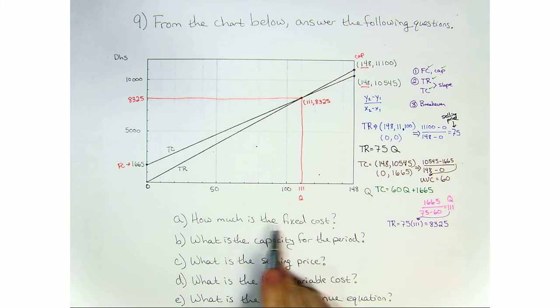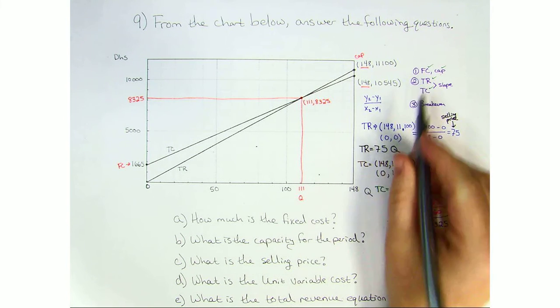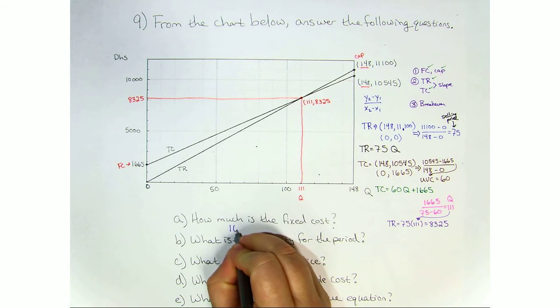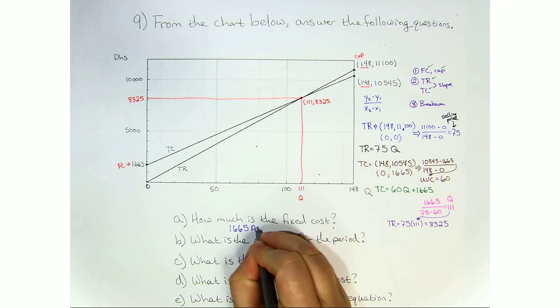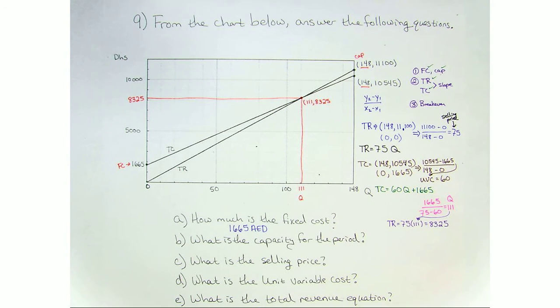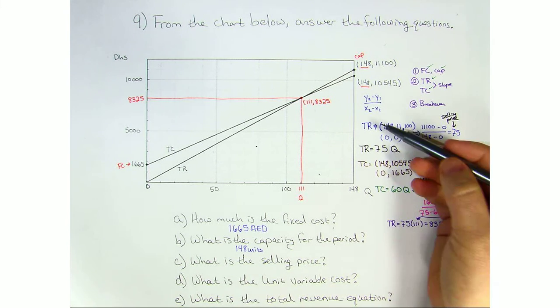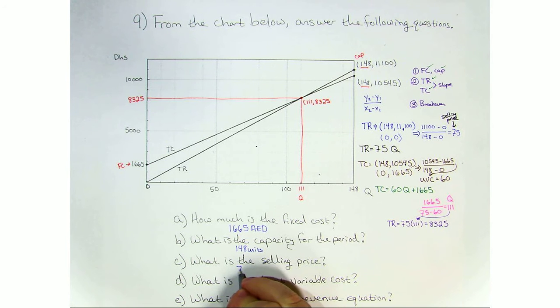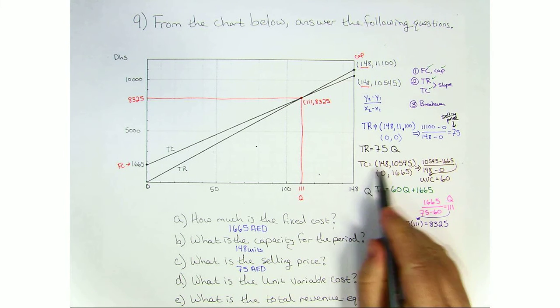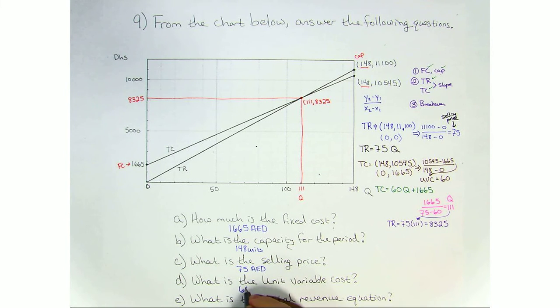Now first, how much is the fixed cost? We did that up in step 1. The fixed cost is 1,665 dirhams. What is the capacity? Once again, we solved it at the beginning, 148 units. What is the selling price? Okay, we did that when we did total revenue, and we got the selling price is 75 dirhams. What is the unit variable cost? Well, that was when we did total cost equation, and we get the unit variable cost is 60 dirhams.